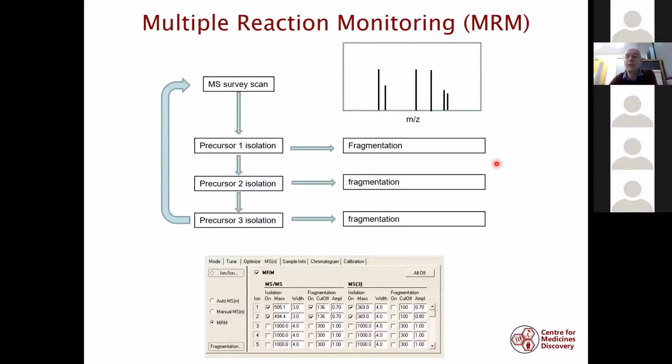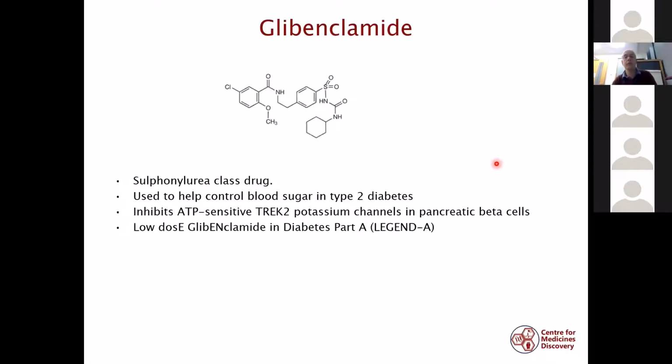So this is the MRM duty cycle, and I'll show you an example of this with this compound. So this is glibenclamide. This is a sulfonylurea drug. It's used to treat type 2 diabetes, and it inhibits type 2 potassium channel within the pancreatic beta cells. And we did this work as part of this clinical trial.